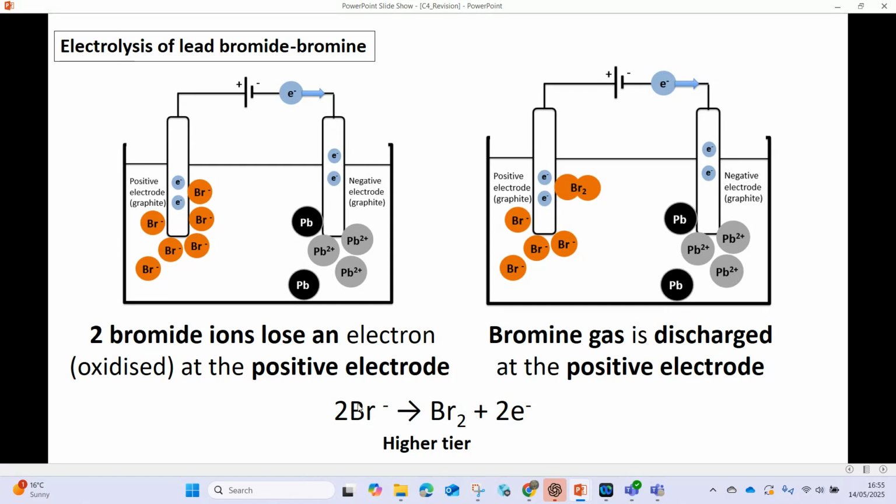Again, if you're doing the higher tier, you'll need to know that 2 bromide ions are losing electrons to form bromine, and you can show that as 2Br⁻ going to Br₂ + 2e⁻. So they're losing 2 electrons overall, and losing 1 electron from each bromide ion.